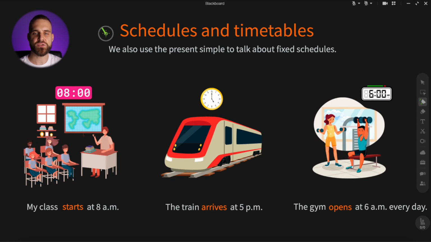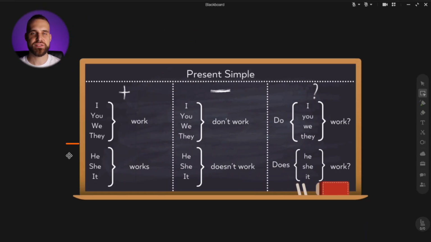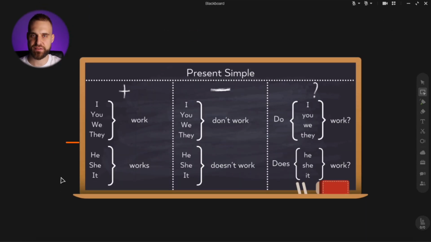And number 4, schedules and timetables. We also use the present simple to talk about fixed schedules. Examples. My class starts at 8 a.m. The train arrives at 5 p.m. The gym opens at 6 a.m. every day.